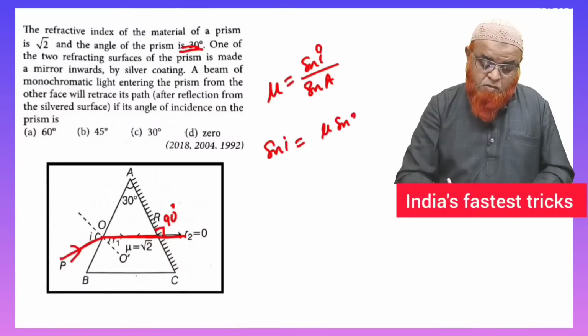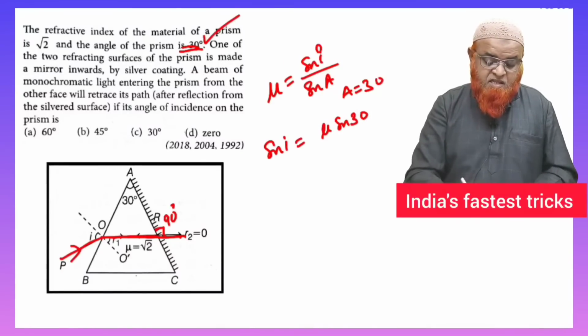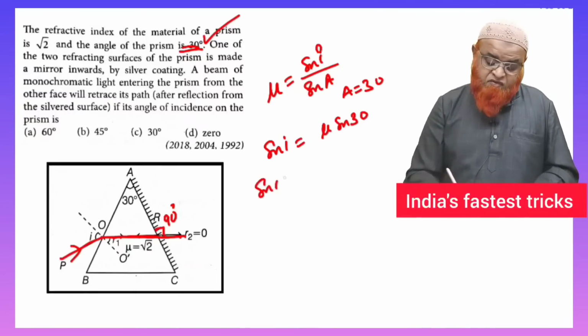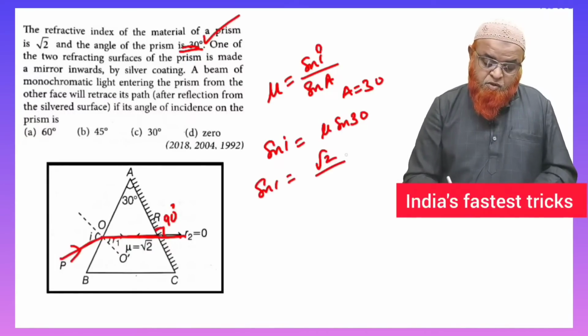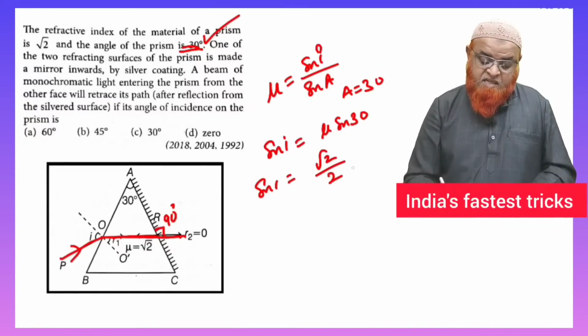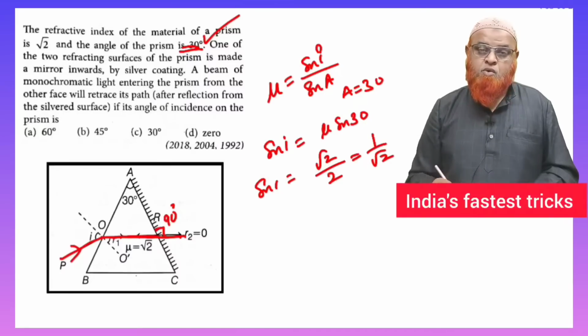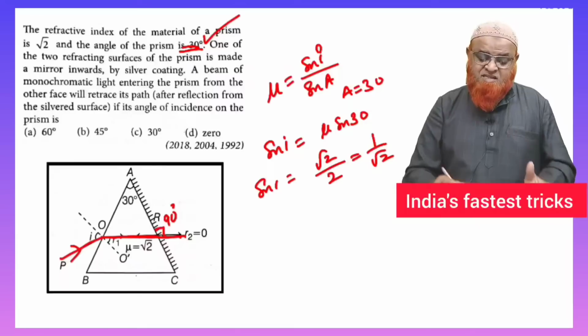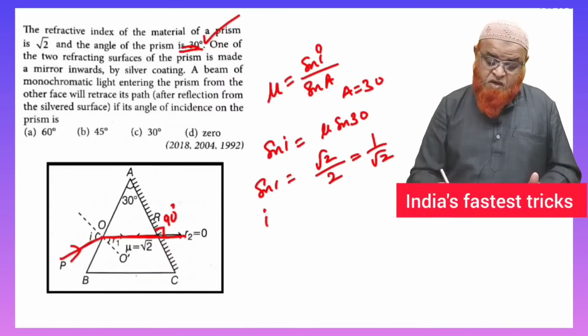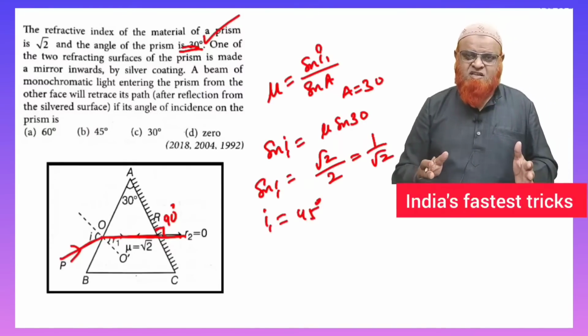Sin I is equal to mu times sin A, where A is given as 30 in the problem. Therefore sin I is equal to mu, which is root 2, times sin 30, which is nothing but 1 by 2, so which is nothing but 1 by root 2. That's it. You got the answer in a single step. So therefore I1 is taken directly as 45 degrees. Hope you have enjoyed this short trick.